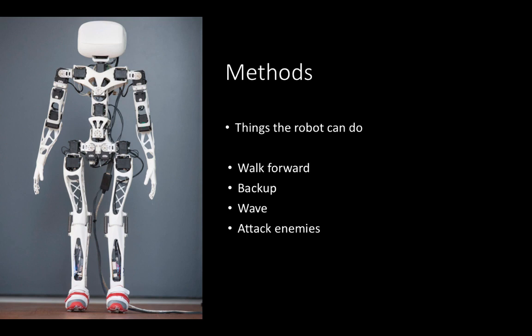Robots also have things that they can do, and we call these methods. So for a robot like this, it might be to walk forward, to back up, to wave. Those are actions that it can perform. All robots will have these actions available. So they're general things that we expect any robot should be able to do. So methods are things they can do, attributes are things that we know about them.